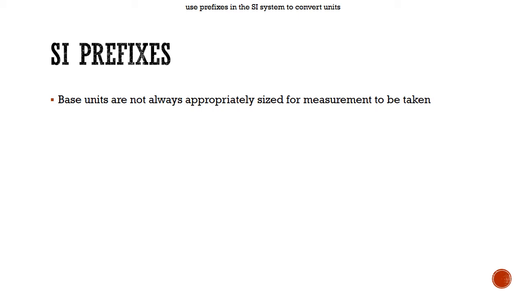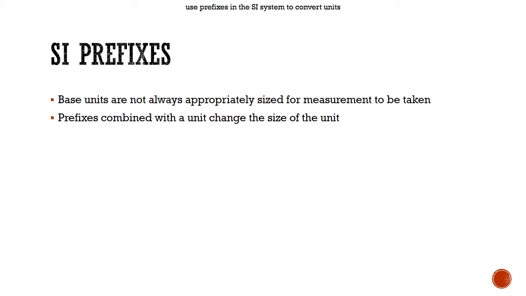The base units, they're not always appropriately sized for a measurement that we might take. For example, if we wanted to measure the length or the width of our fingernail, while the SI base unit is in meters, the width of our fingernail would not be very easily measured in meters because it's just way too large. So we use prefixes combined with the unit in order to change the size of the unit.